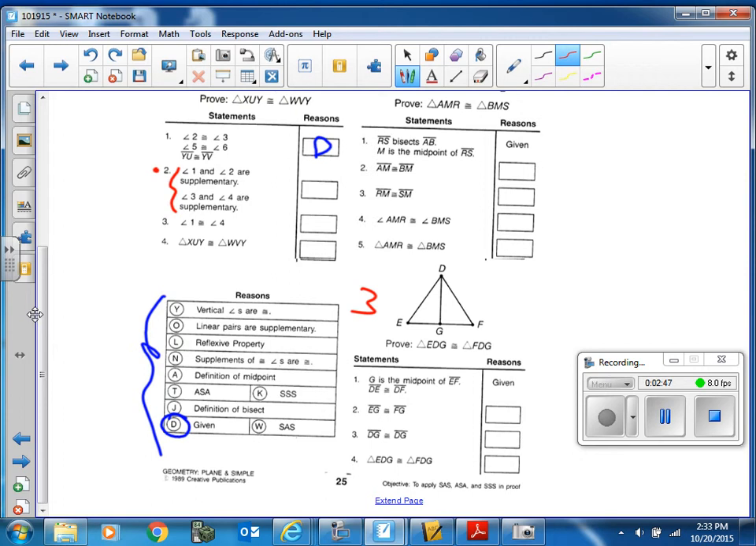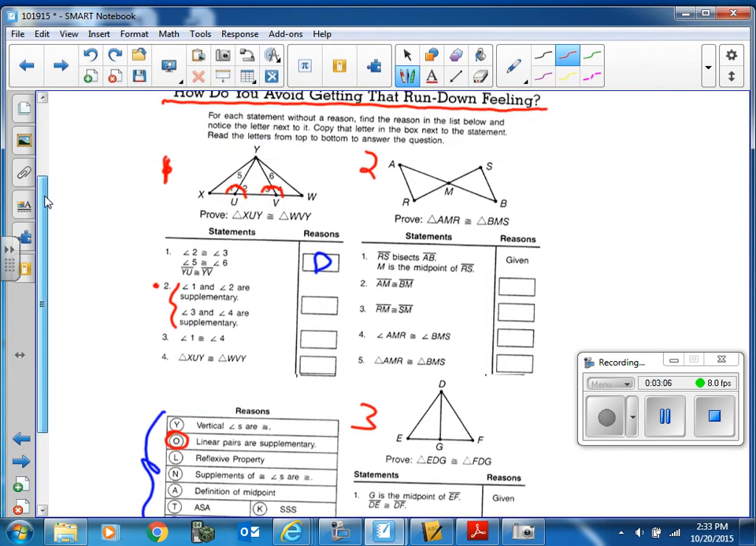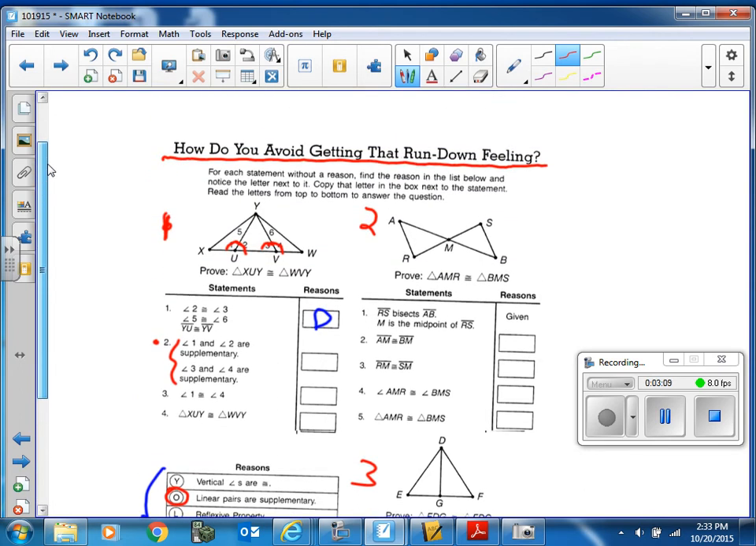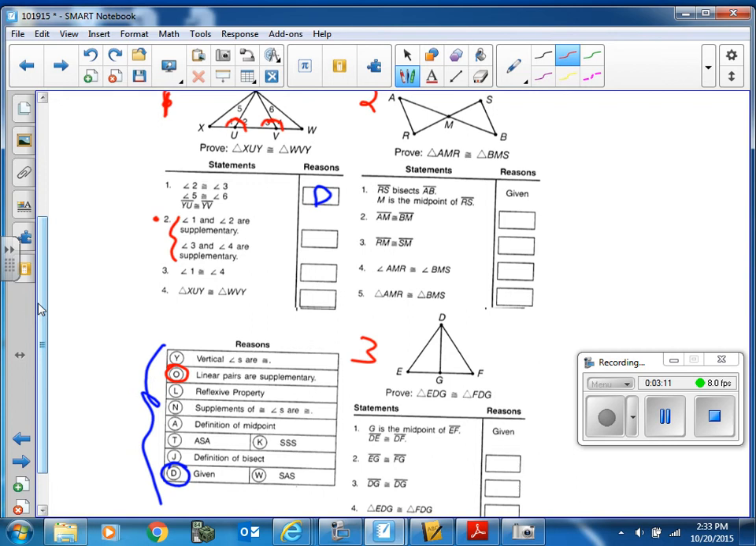Well, as I look, we have talked about two angles that make a straight line being supplementary, adding up to 180. We haven't typically called them linear pairs. I might have mentioned that once or twice, but that's some vocabulary for you: linear pairs. When two angles create a straight line, we can call them linear pairs. So that would be our reason for number 2. We can go in there and put O. Be consistent here.